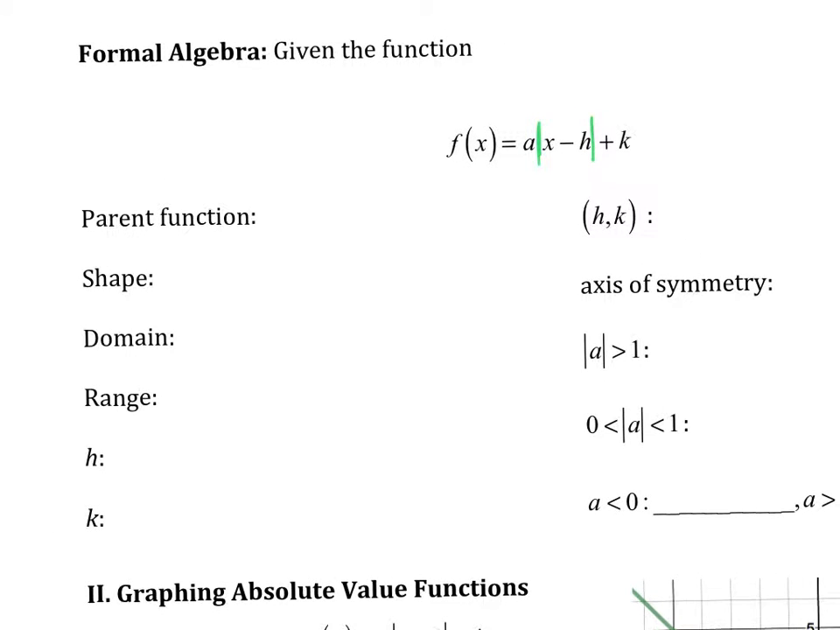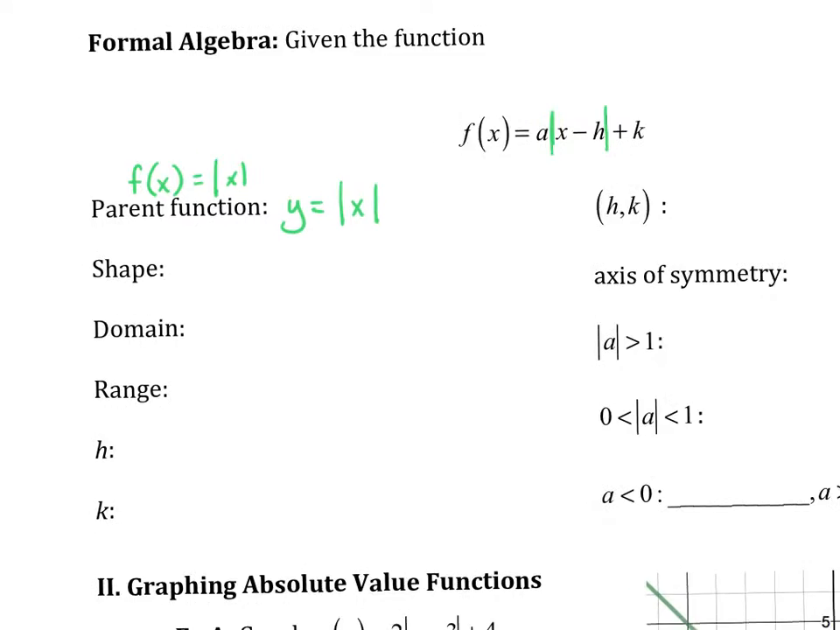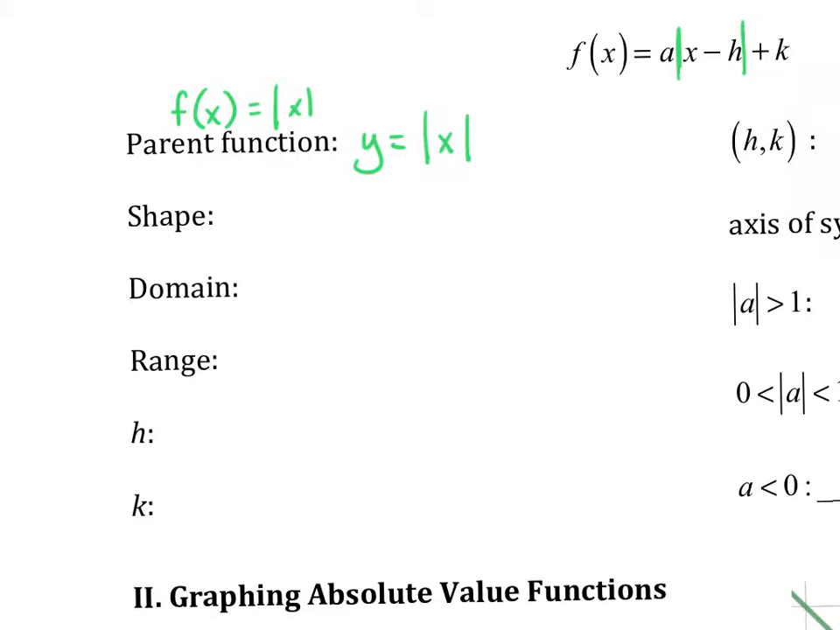First off, the parent function. The parent function is indeed y equals the absolute value of x, or another way you could write that is f of x equals the absolute value of x. The shape. We know the shape is a basic V shape. So it's V-shaped. Now, technically, it can also be upside down like a rooftop as well.